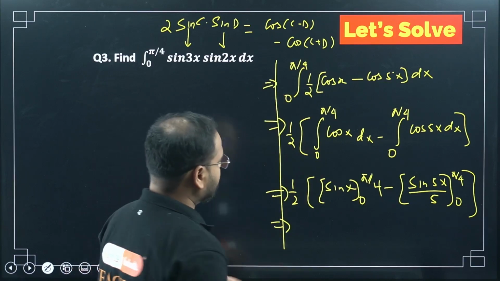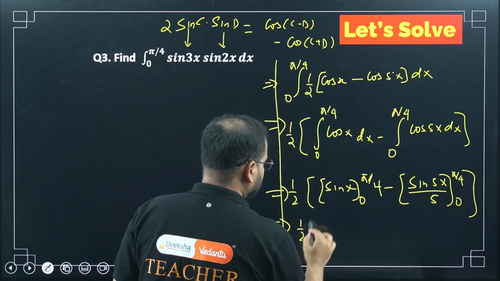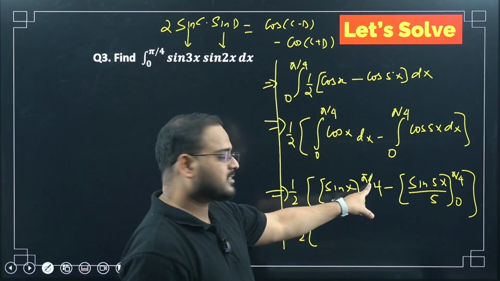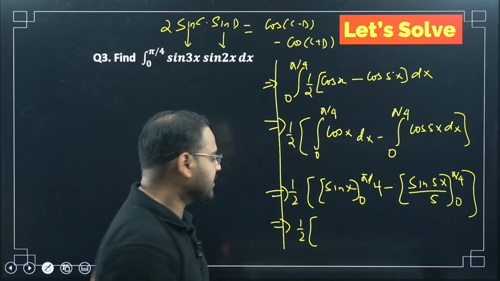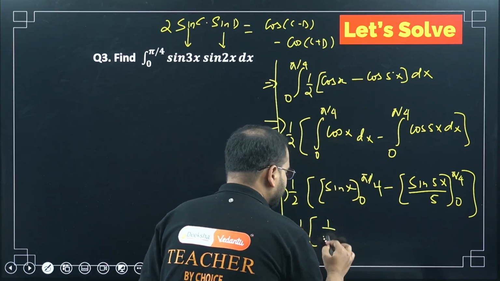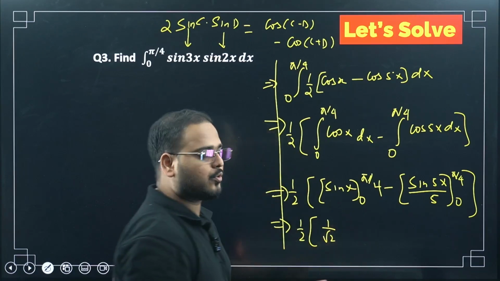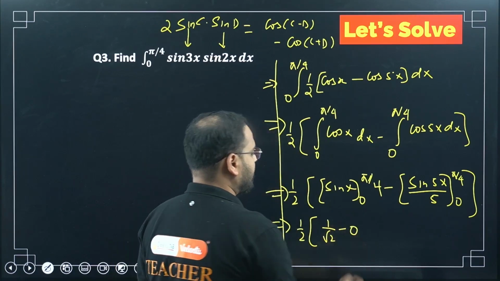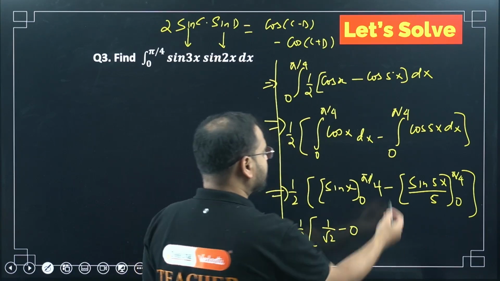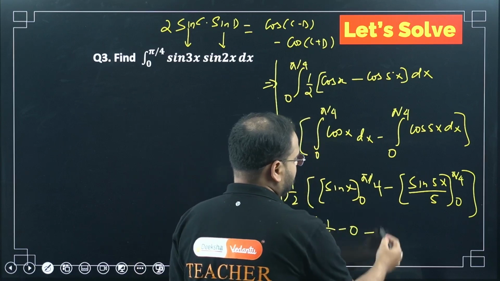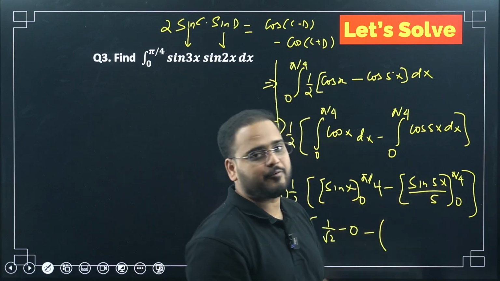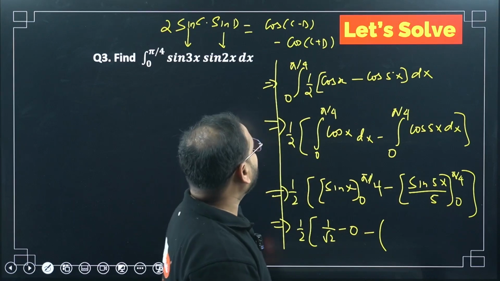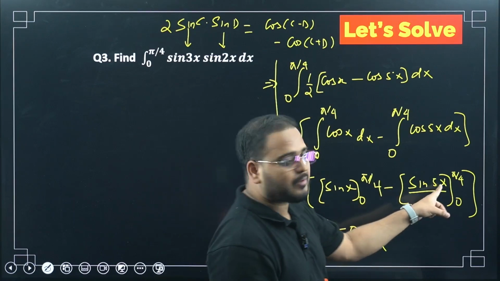Next, 1 by 2 is outside. Let's keep it like this only. At pi by 4, what is sin pi by 4? It is 1 by root 2. And what about the lower limit? 0. So simply minus 0. What about this? Minus sin 5x. So what is this going to be? Sin 5 pi by 4. How much is sine 5 pi by 4?